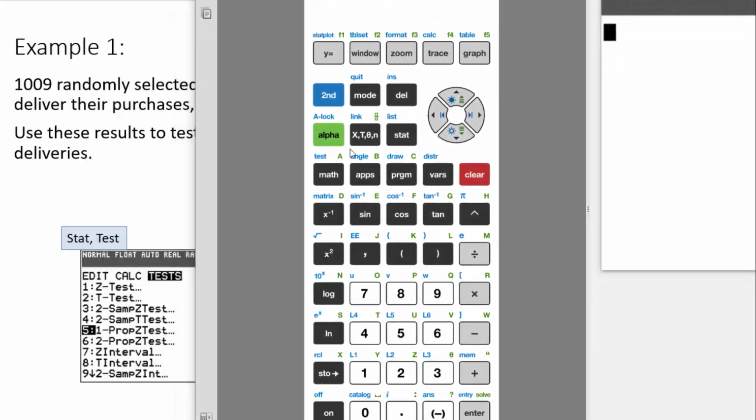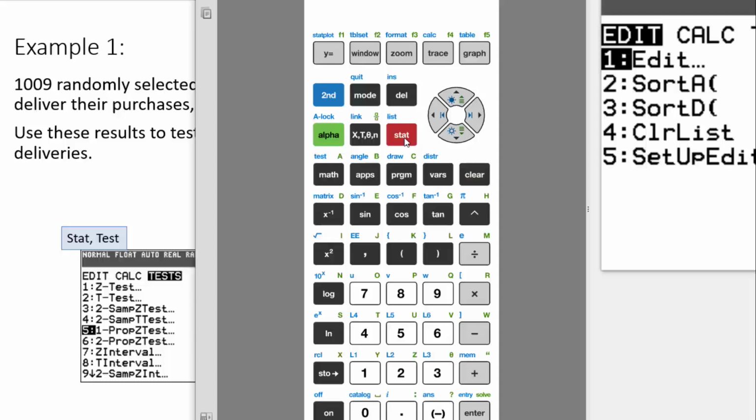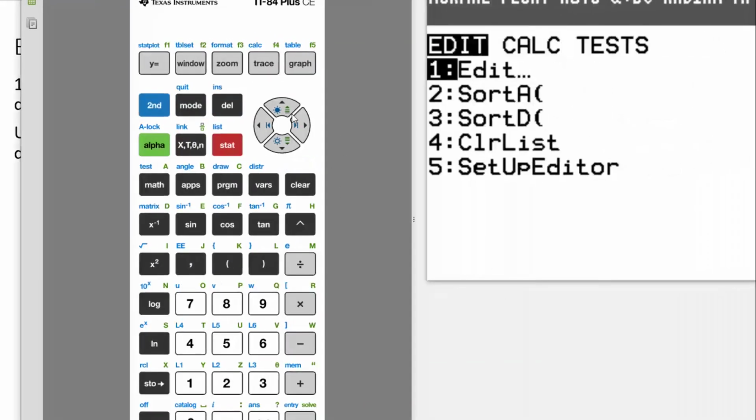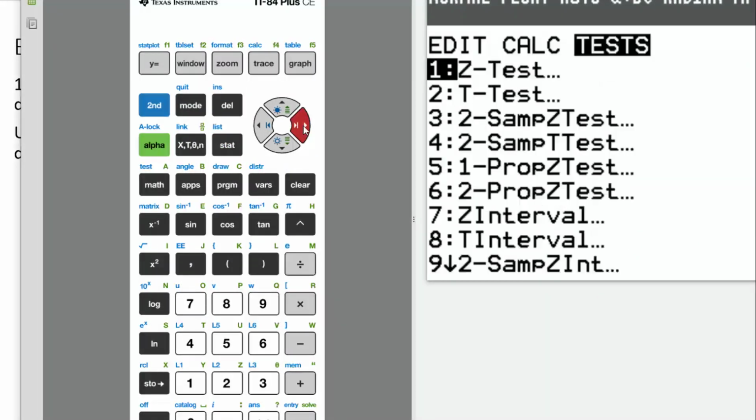So over here, if I make my calculator a bit bigger for us, I'm going to go to Stat, which is second row, third key over, or possibly if you're counting that top row, one more row down, third key over, and then we're going to go over. Notice it doesn't immediately come up. I need to go over to test and then down to option 5.